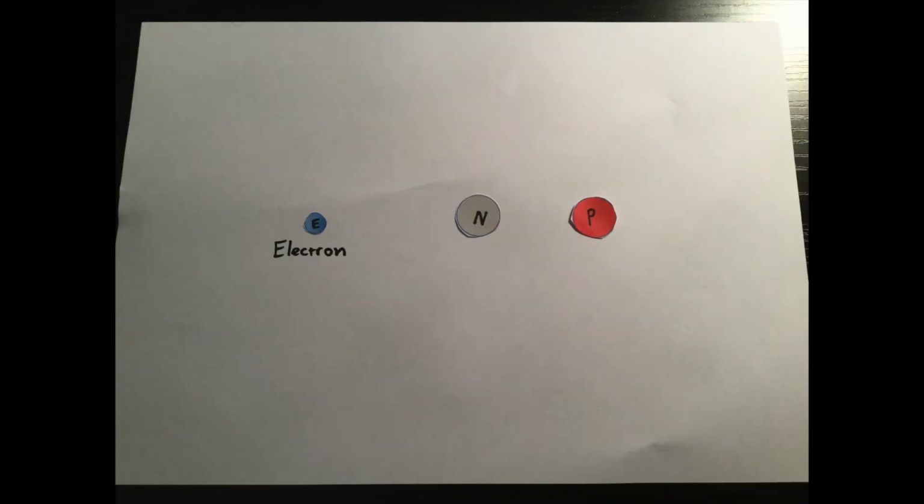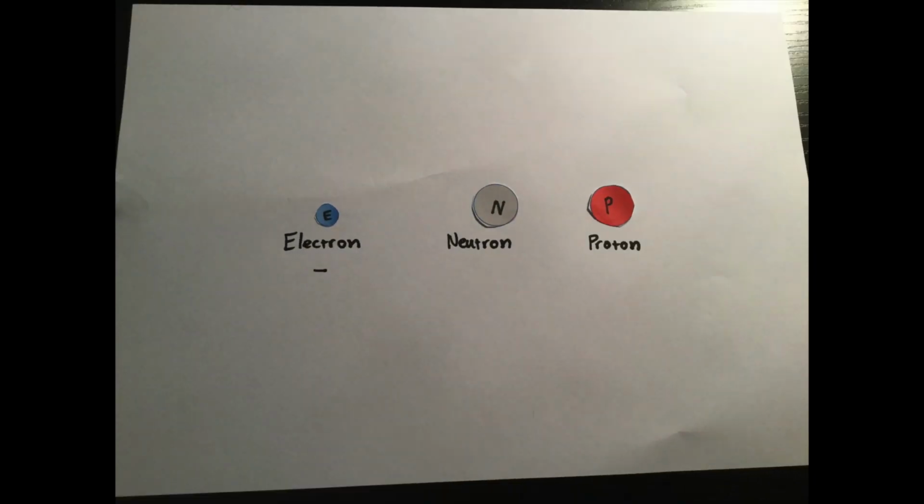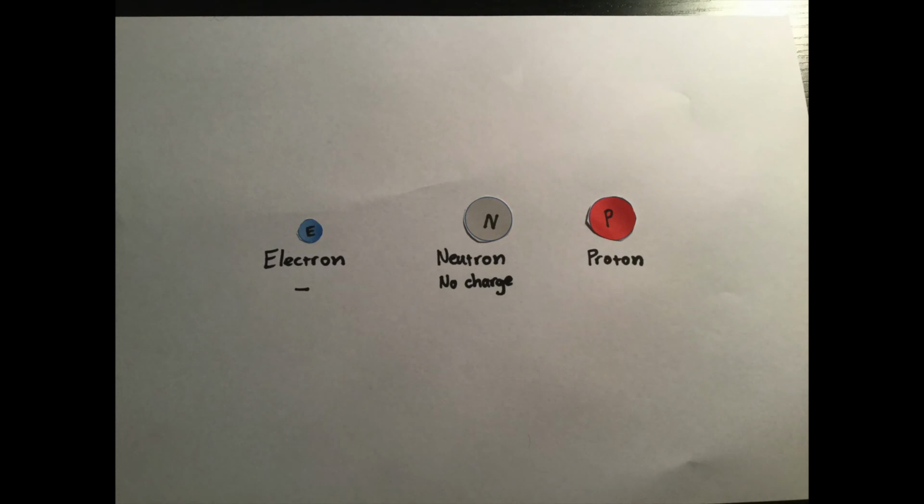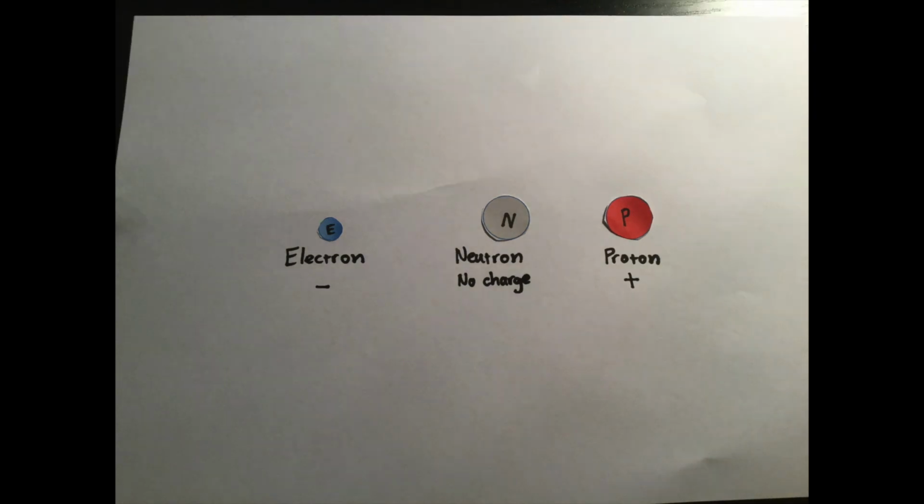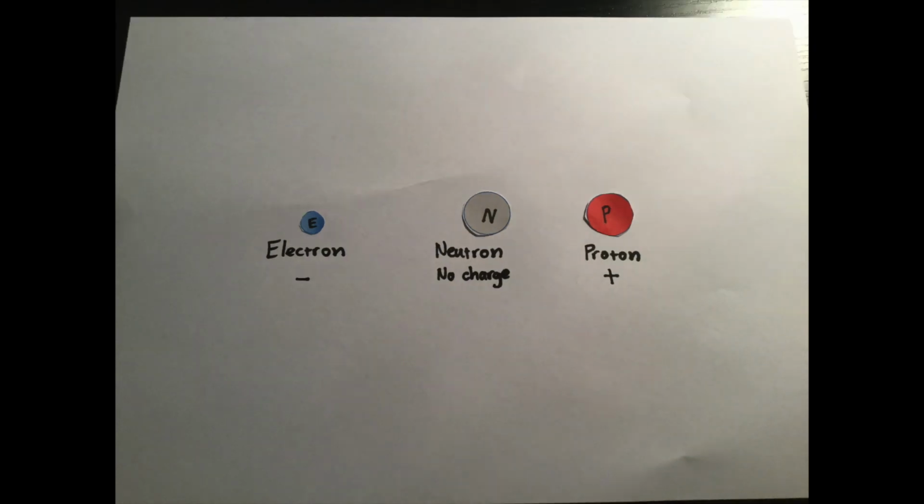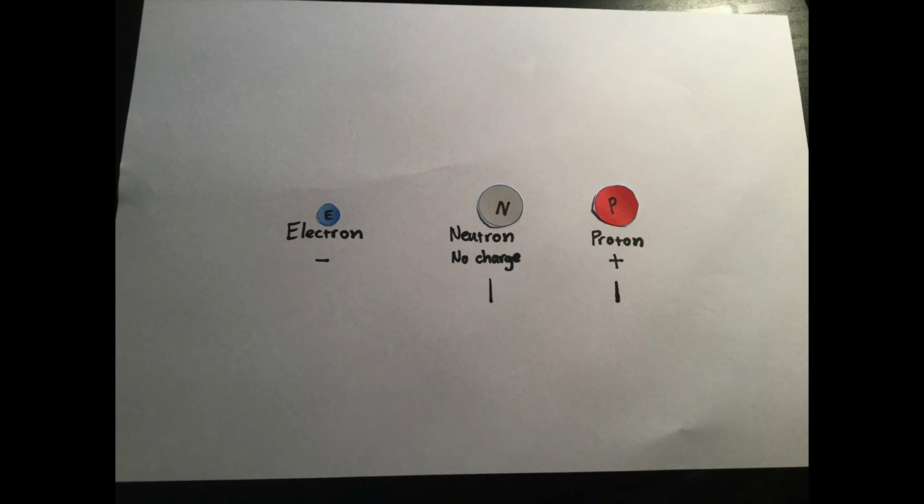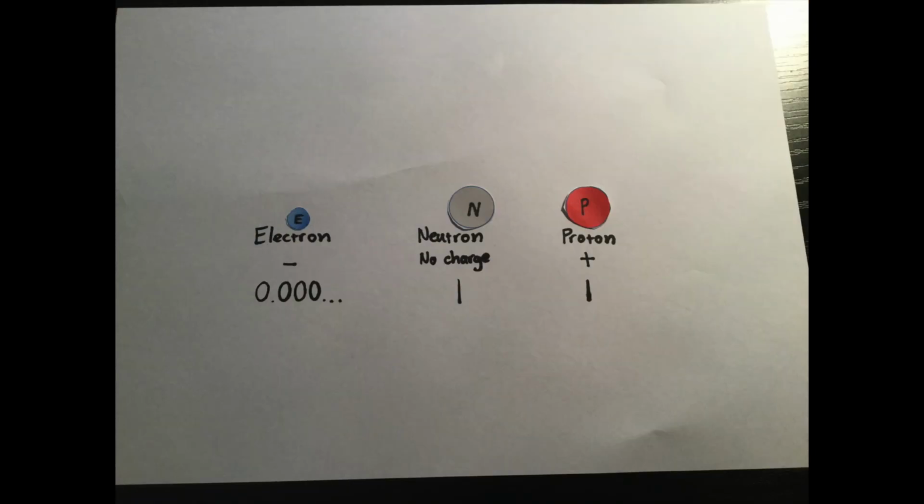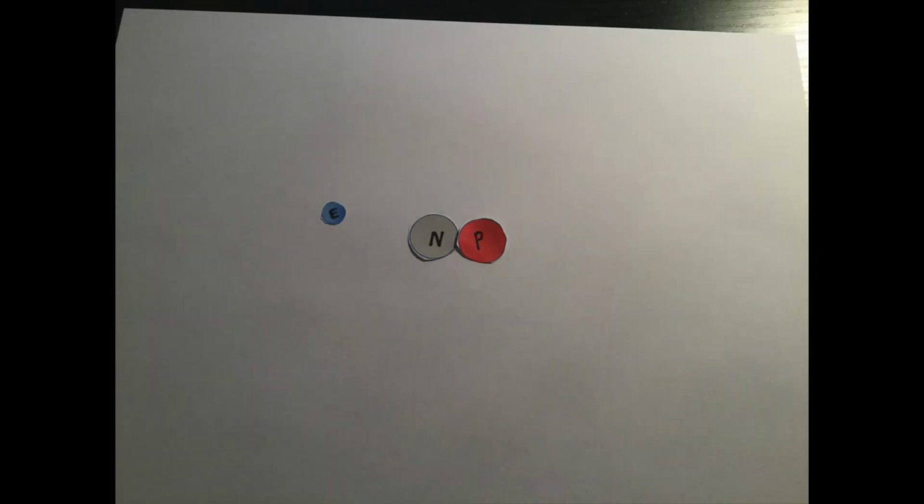An electron has a negative electrical charge, a neutron has no charge, and a proton has a positive charge. Both protons and neutrons have an atomic mass of 1, and electrons have an atomic mass of a number far smaller than 1. The structure of an atom, according to the Bohr model, is where the protons and neutrons are stuck together in the middle. This is the nucleus of the atom, and the electrons orbiting around the nucleus.